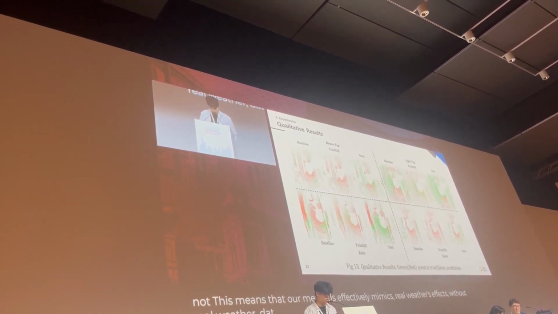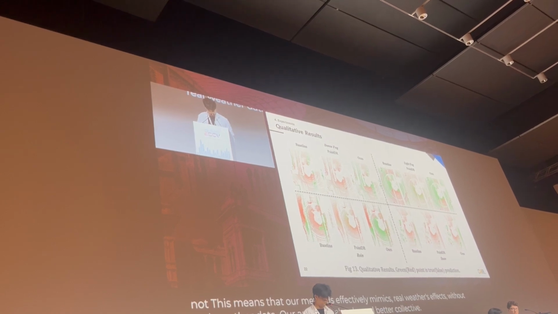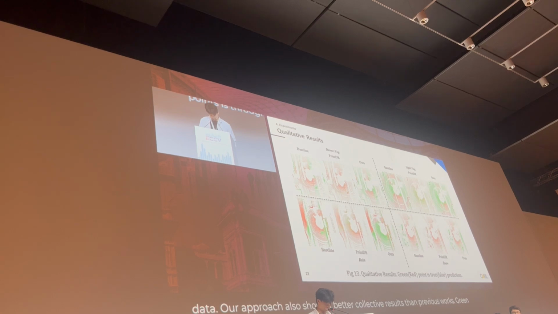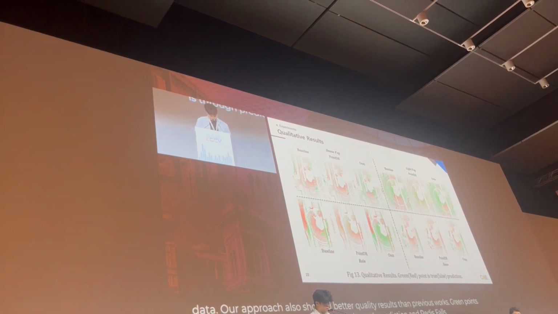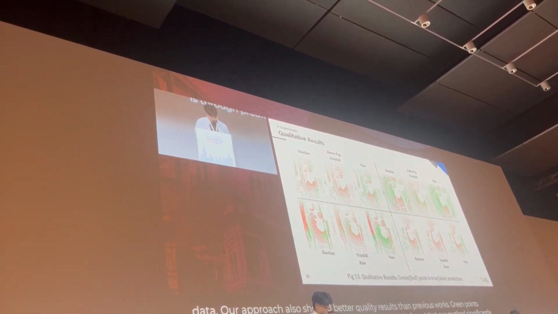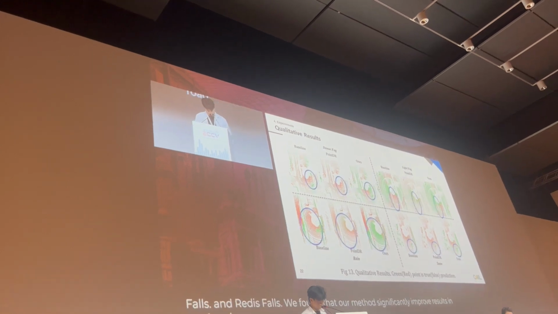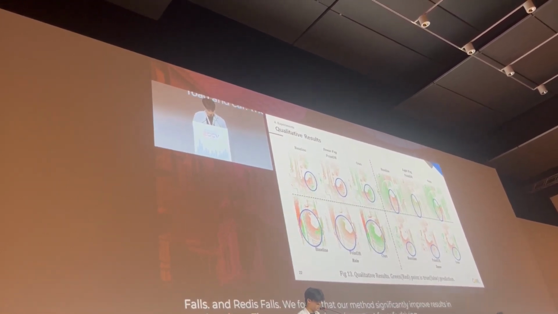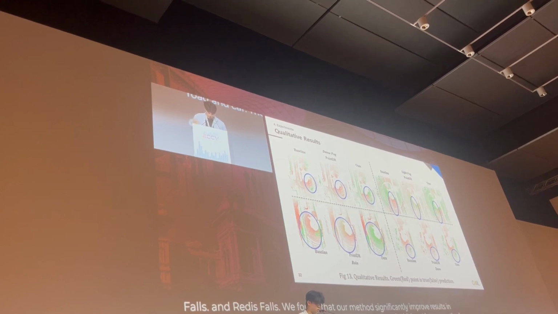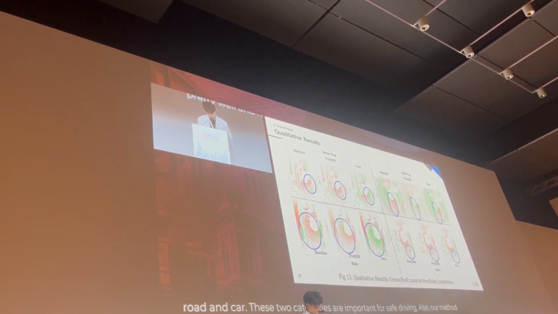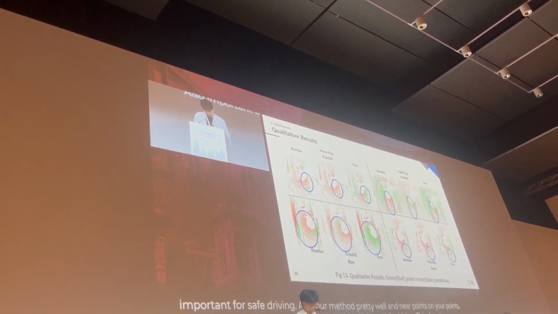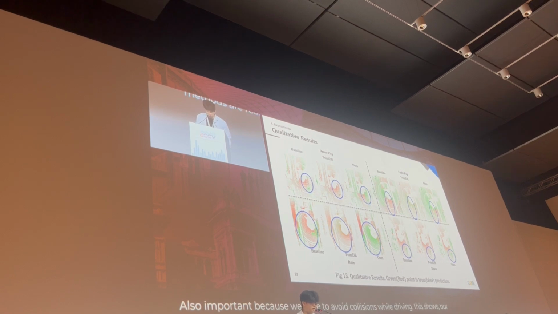Our approach also showed better qualitative results than previous works. Green points are true predictions and red are false. We found that our method significantly improved results in road and car. These two categories are important for safe driving. Also, our method predicts well on near points. Near points are also important because we have to avoid collisions while driving. This shows our method is really helpful for safe driving in adverse weather.